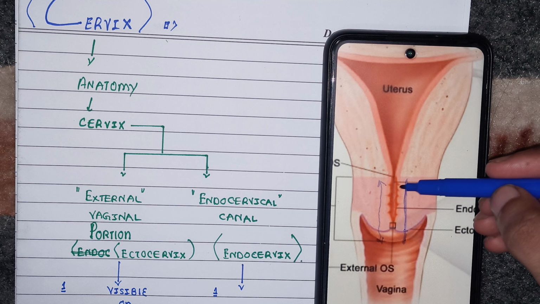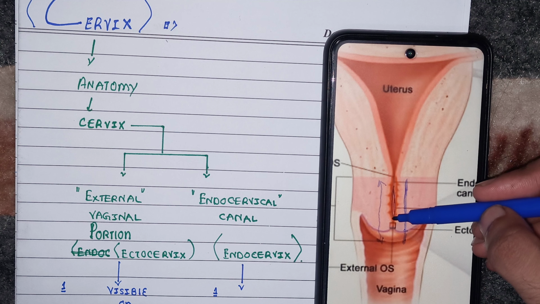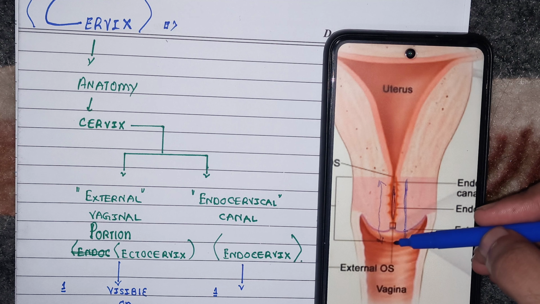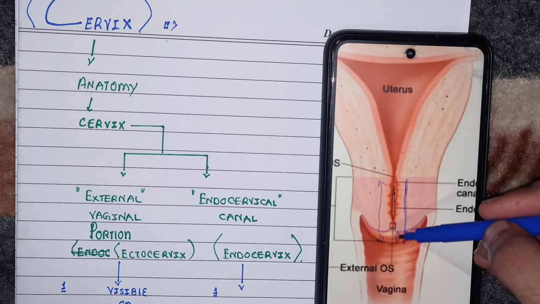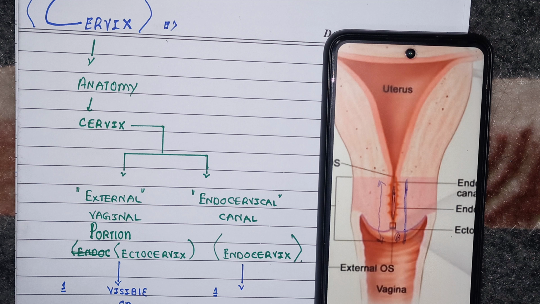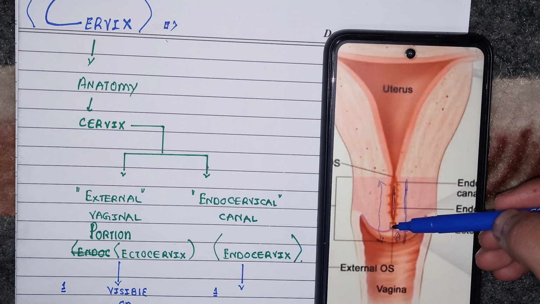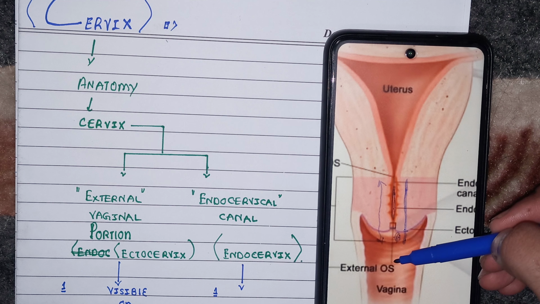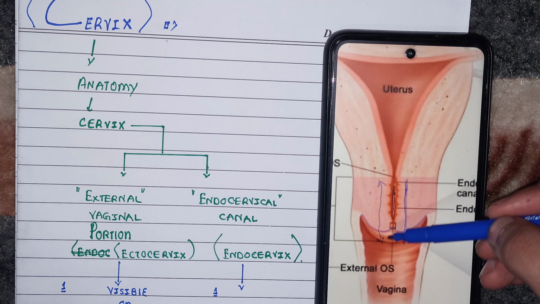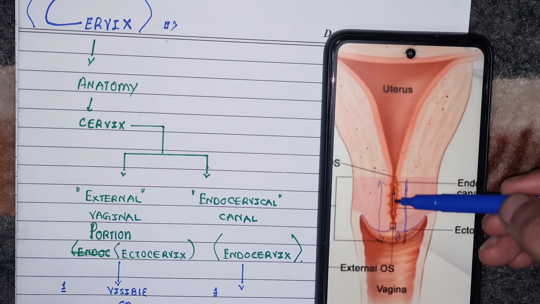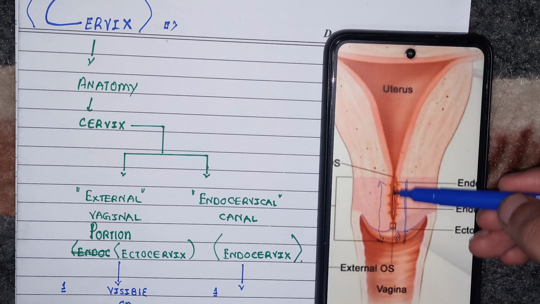Okay, this is the endocervical canal, and this portion which is present in the vagina is called ectocervix. And there is a nice little structure which is connecting this ectocervix to endocervix. This is the external os. You can see this is the external os. This part is the ectocervix in the vagina, and this canal is the endocervical canal or the endocervix.